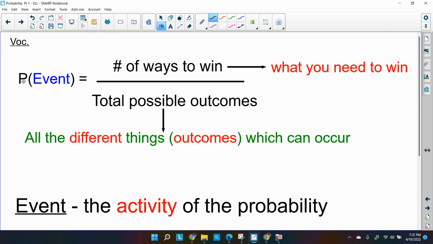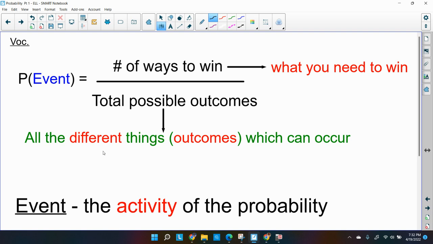So P parenthesis event. Event means the thing that you are doing, whether you're spinning a spinner, picking marbles, or picking a card or something. So that's the event, rolling dice or whatever event. The way you win is what counts. So you want the number of ways you can win, what you need to win, on the top of your fraction. Based on that, the bottom denominator will be the total possible outcomes.